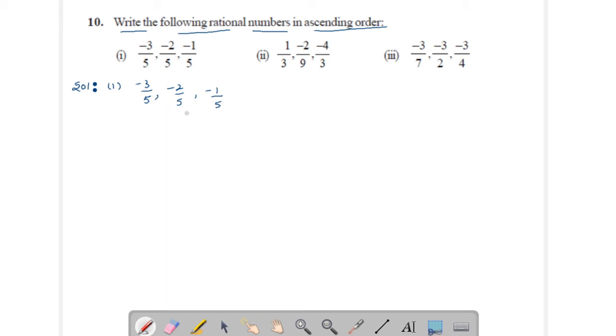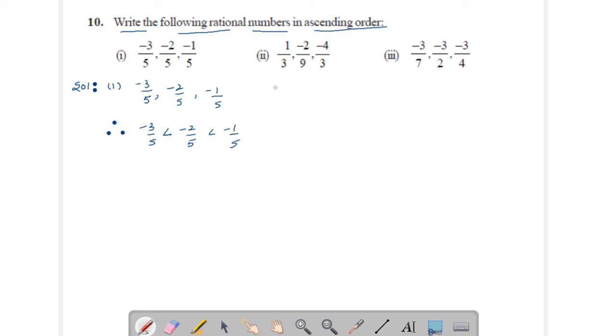Here denominator of all the rational numbers are same. We have to compare numerator. Here minus 3 is less than minus 2 is less than minus 1. Therefore, you can say that minus 3 upon 5 is less than minus 2 upon 5 is less than minus 1 upon 5. So this is the ascending order.